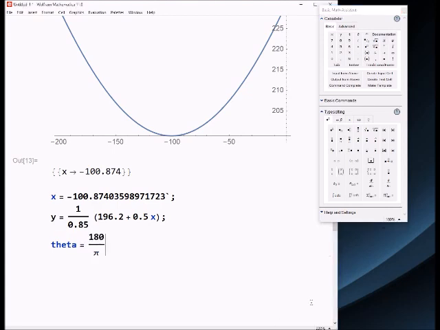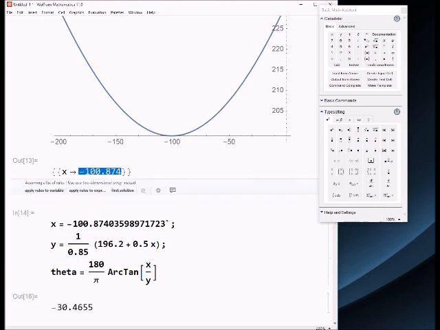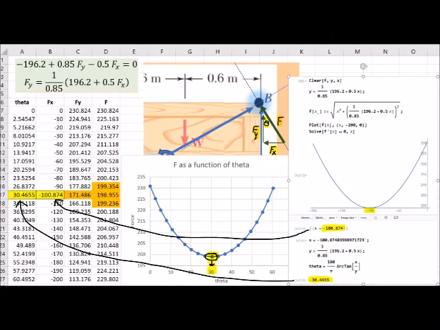Mathematica uses radians, just like Excel uses radians, so convert that over to degrees, and we're just looking at the angle in between that x and y component. So there would be the exact value. We're looking at a force of 100.874, and this would give you an angle up there of 30.4665.